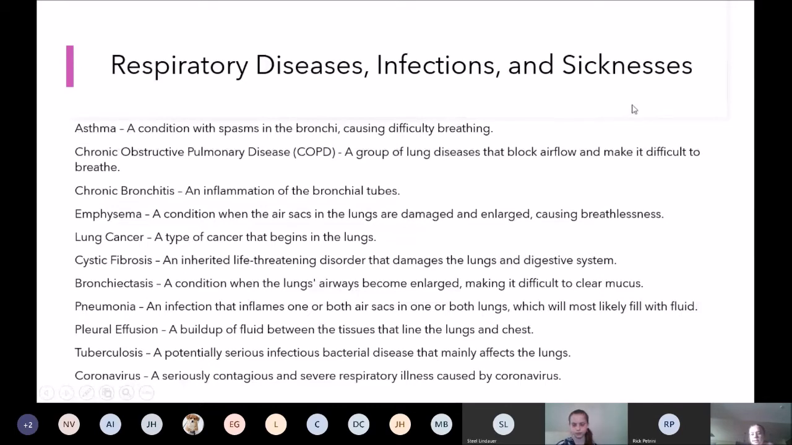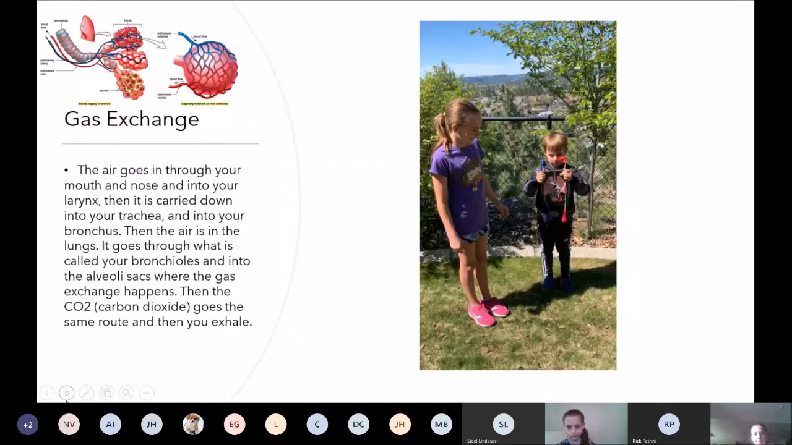Respiratory diseases, infections, and sicknesses. Asthma, chronic obstructive pulmonary disease, chronic bronchitis, emphysema, lung cancer, cystic fibrosis, bronchiectasis, pneumonia, pleural effusion, tuberculosis, and coronavirus. Chronic obstructive pulmonary disease is a group of lung diseases that block the airflow and make it difficult to breathe. And people with COPD right now are most at risk for coronavirus.